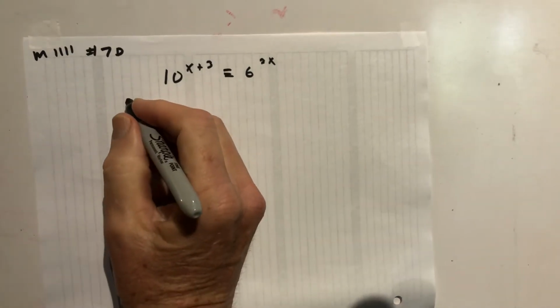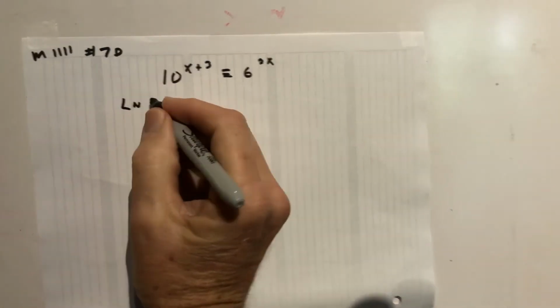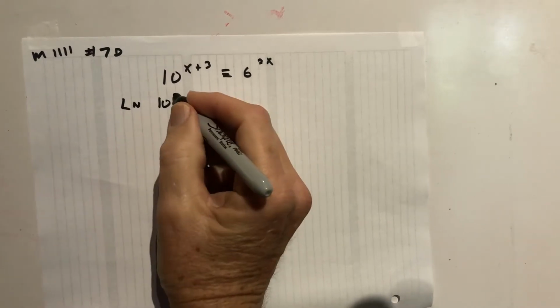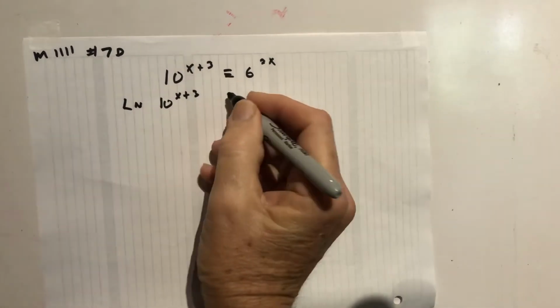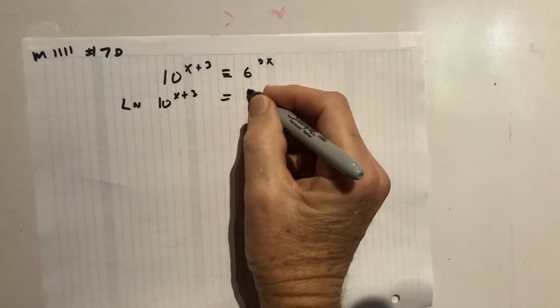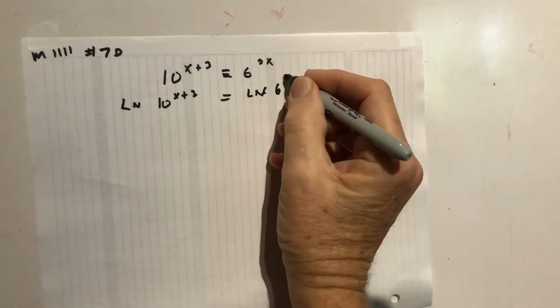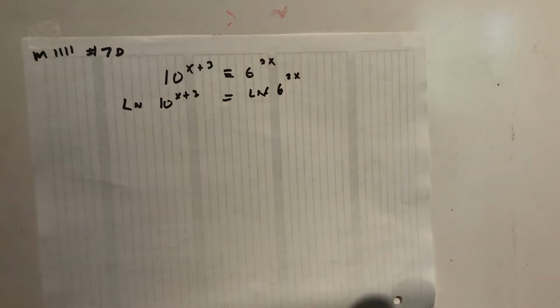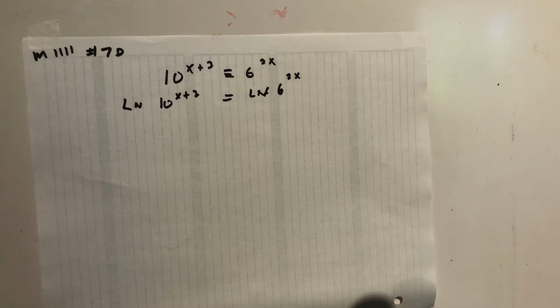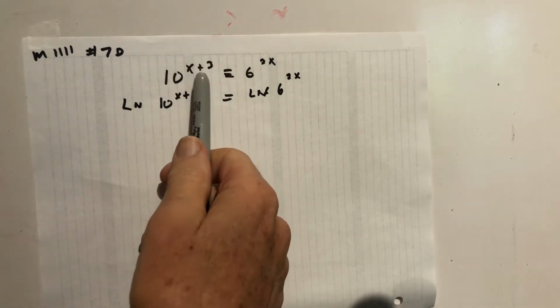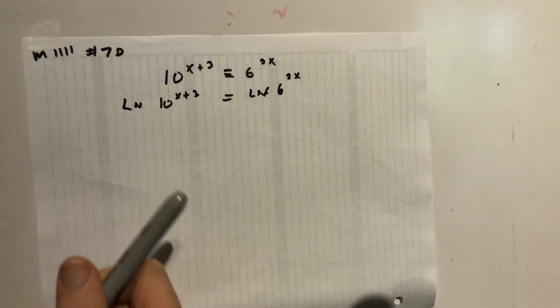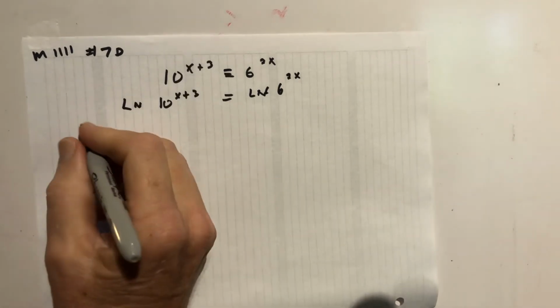So I'm going to write ln 10 to the x plus 3, which means I have to put a ln over here, 6 to the 2x. Now remember your rules for logs, the log laws as they're called. Log law number 3: the exponent can be here, or you can move the exponent out in front. So I'm going to take that x plus 3 and put it out in front.